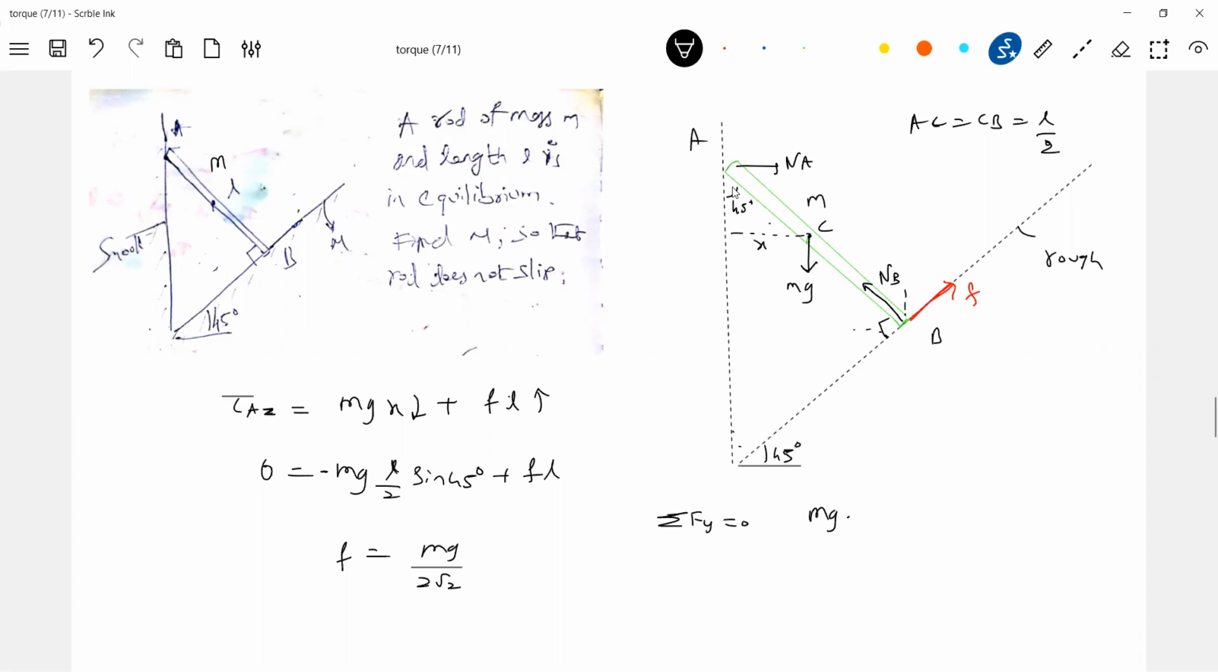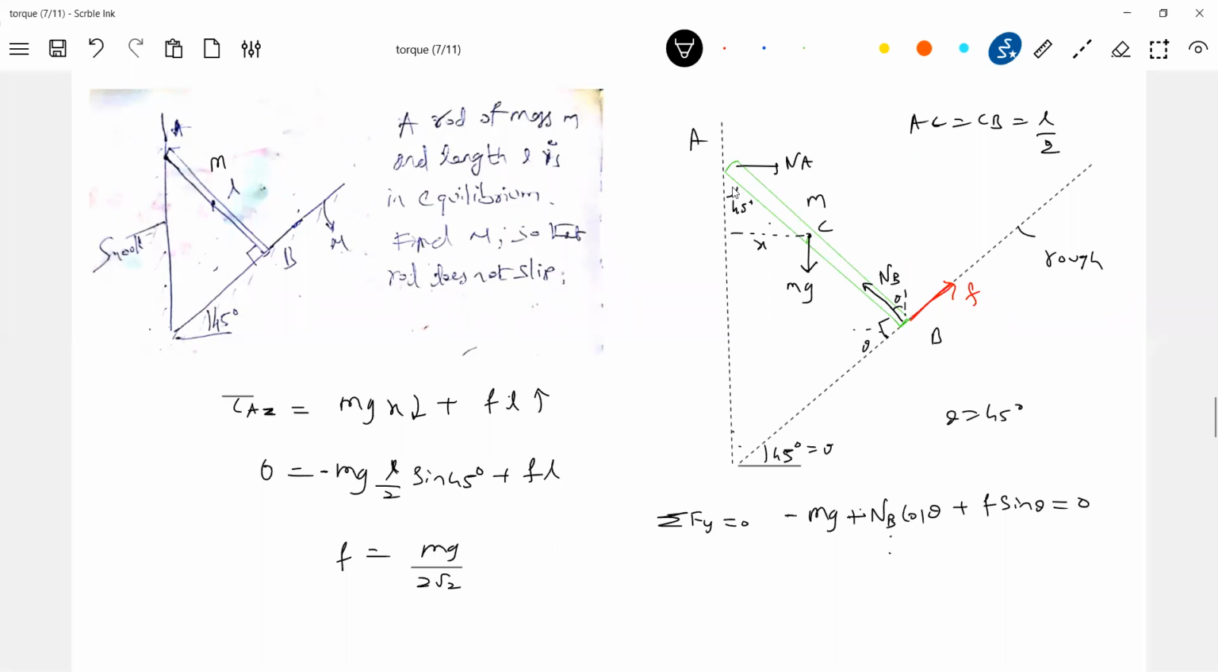NB should be equal to, we'll do one thing, theta. This will be theta, no? mg minus mg plus NB cos theta plus F sin theta equal to 0. Why 0? Net force on the system along the y-axis should be 0. Now, what is F? From here I know F equals mg by 2 root 2. Sin theta we know, cos theta we know. I'll get NB from that.